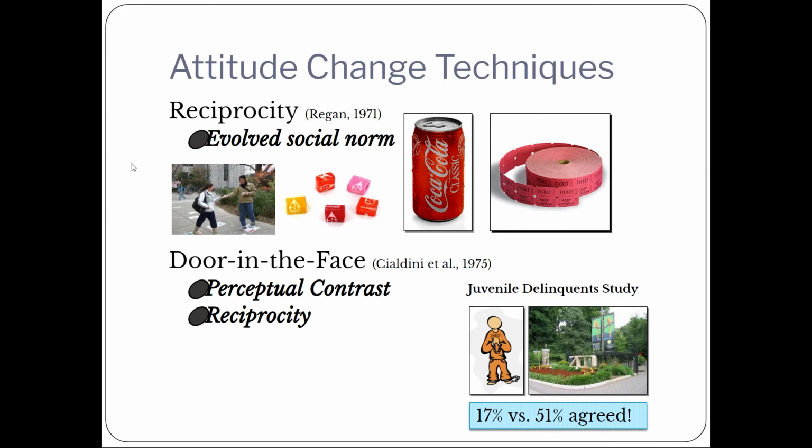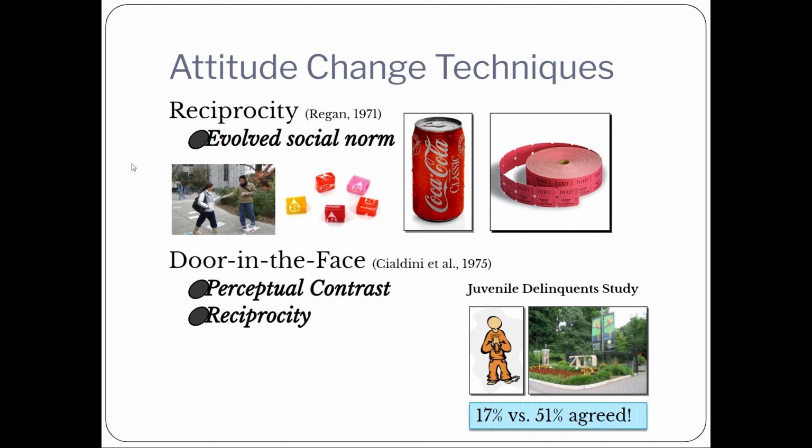So the result is that, in the first group, when the request was asked right away, 17% of people agreed to the request. But in the second group, when the researcher used the door in the face technique, right, when they start high and then back down the request, 51% of participants agreed to the second request. So it's triple the rate of response from the first experimental condition. So that's pretty amazing.